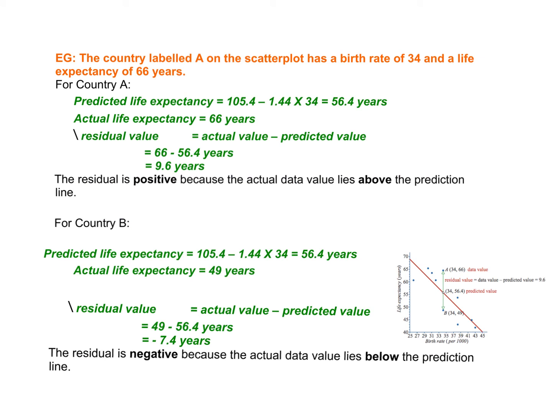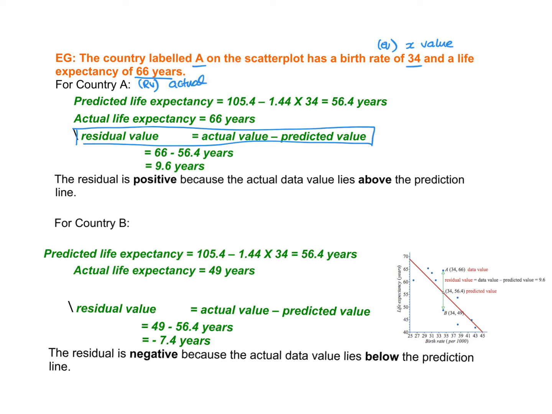They can ask you to work out individual residuals, so that little distance between. So remember the formula for residual written here is the actual value minus the predicted. They've asked us, the country labelled A on the scatter plot has a birth rate of 34. So this was an X value or an EV value, yeah? And a life expectancy of 66 years. So that was the RV and that is the actual.